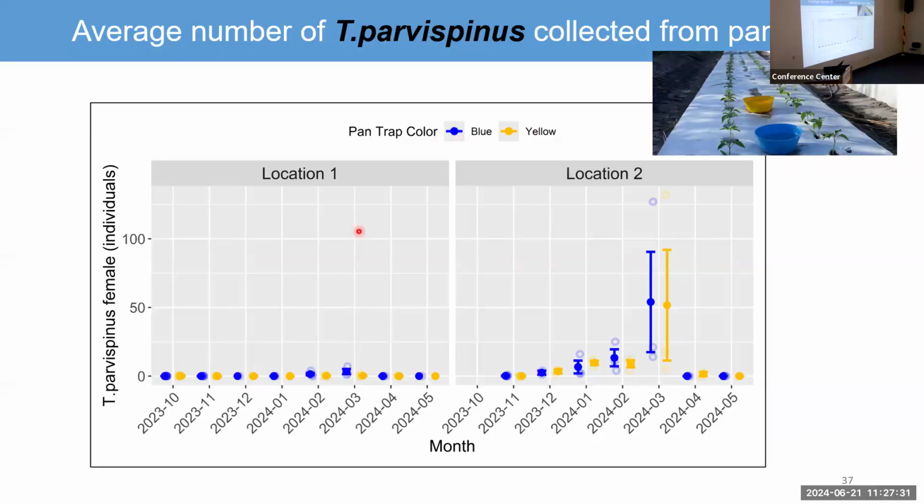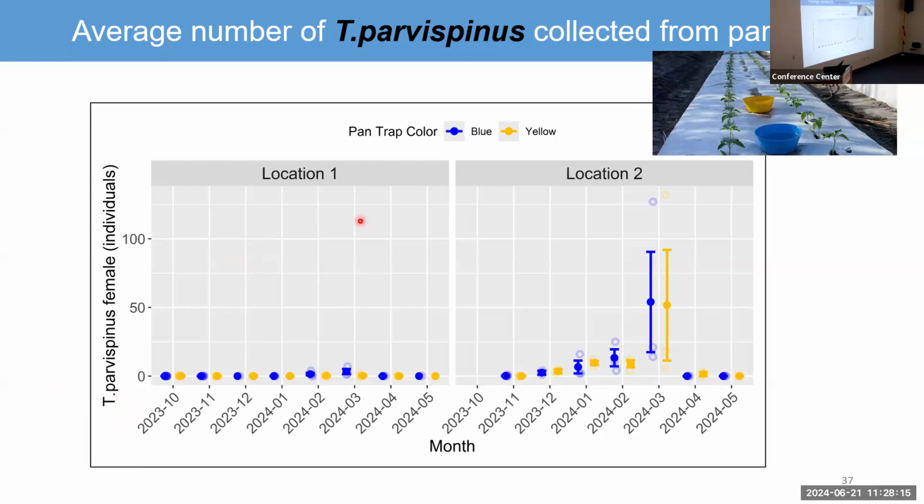Now I'm going to show you some of the preliminary results that we got from these sampling methods. Here in this part, you can see how we set up the pan traps. As my partner mentioned before, we were using these colors because they were reported before as methods to monitor thrips. Here are the results. On the x-axis, I have month, and on the y-axis, I have Thrips parvispinus, and my unit will be individuals.